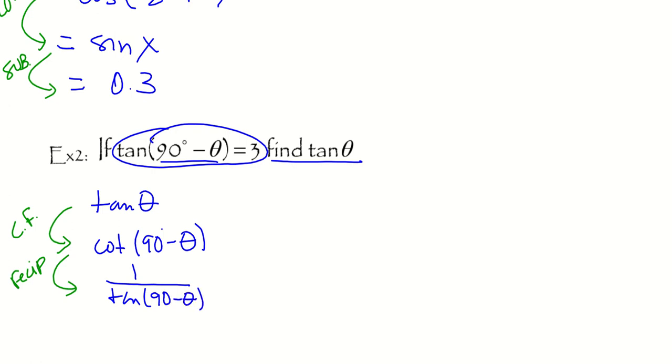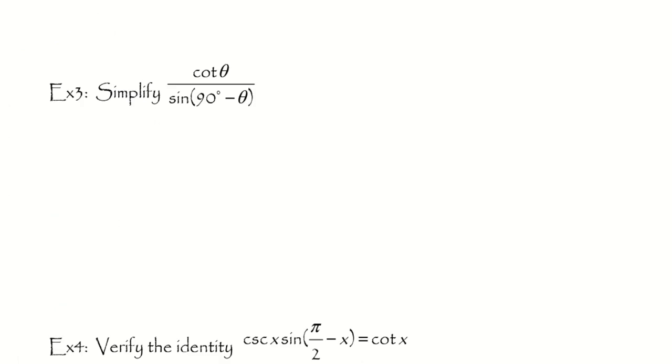Now, I know what that tangent of 90 minus theta equals, so by substitution, I now have 1 over 3, and I have evaluated what the tangent of theta equals. Okay, not too hard. Let's look at another one.